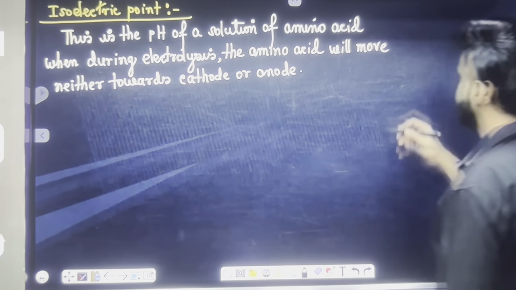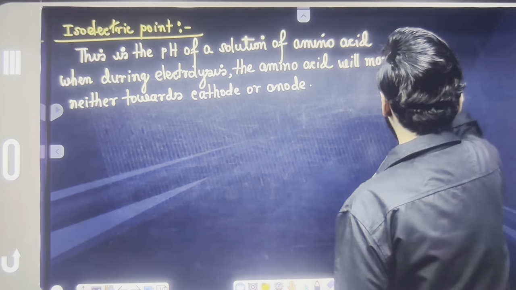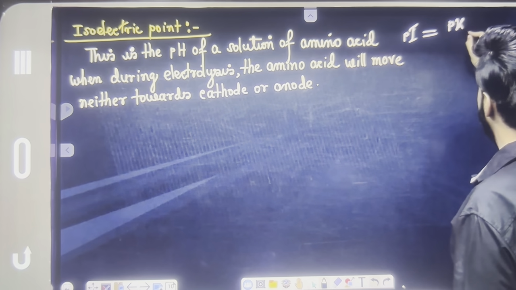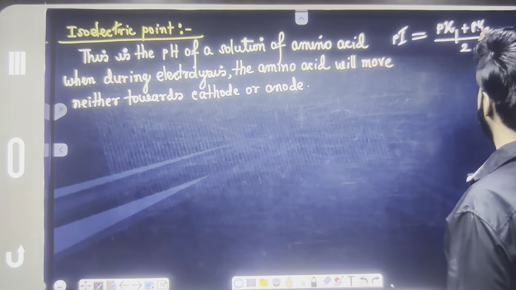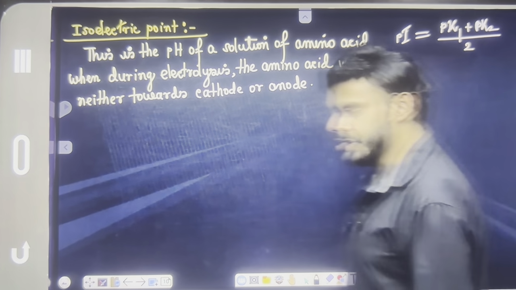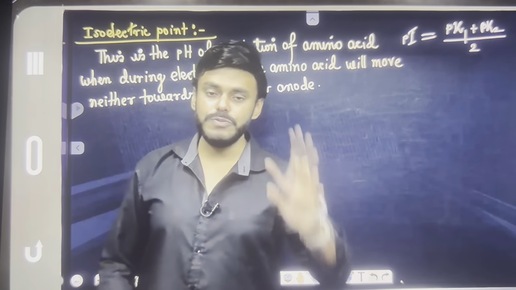And what is the value of the pH for the isoelectric point? This pH of the isoelectric point can be written as pI, where I is the isoelectric point. So this will be pK1 plus pK2 by 2. This is just the average of the respective pK values of the amino acid medium. And it's so easy to understand that this pK value will be provided in the question paper.